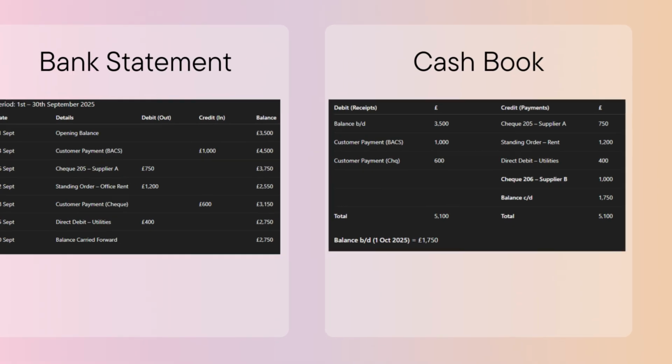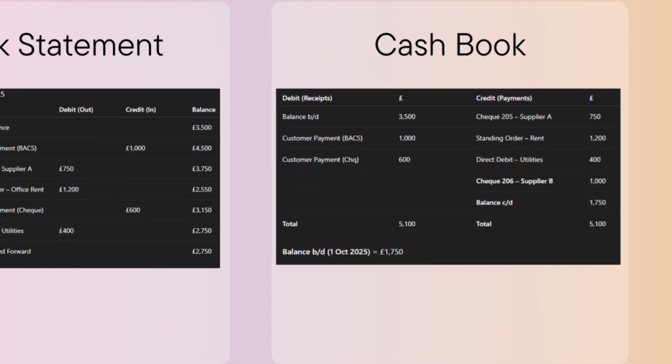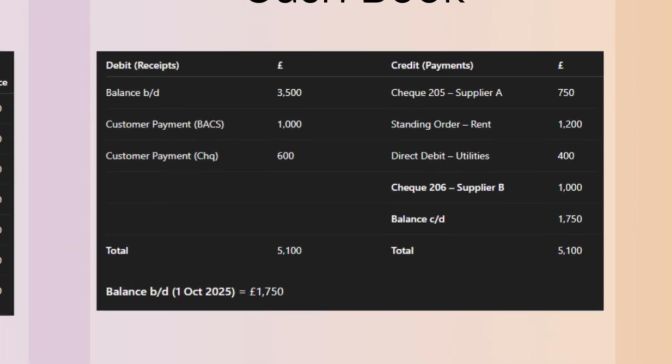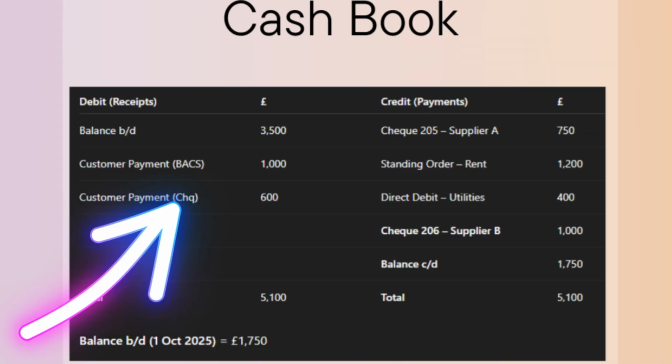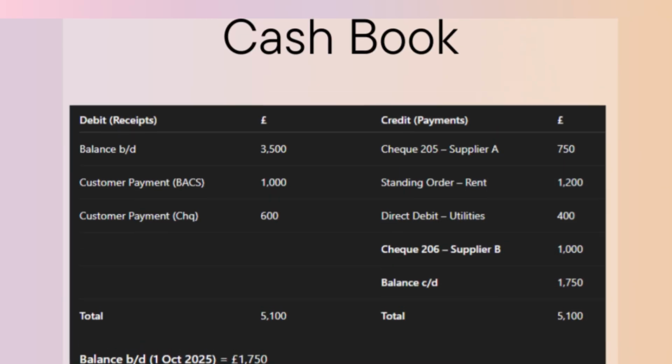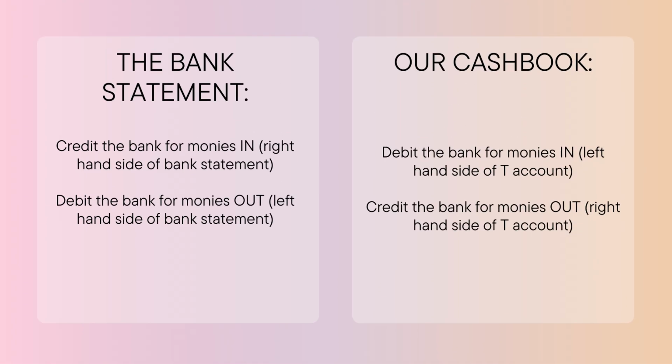Go over to the Cashbook, and from the business perspective, money in the bank is an asset. So again, when you receive money, you're going to debit the bank account in the ledger, aka that's going to go on the left-hand side of the Cashbook. When you make payments, you're going to credit your bank account. In other words, that's going to go on the right-hand side of the Cashbook. So that's why the same transaction appears on the opposite side of the two records.